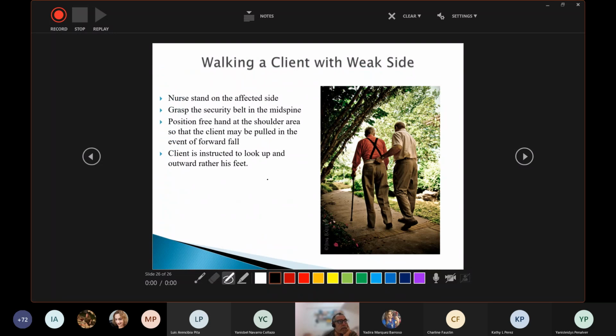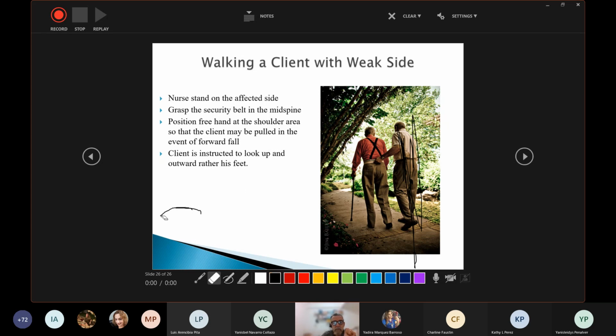And when you are walking a client with a weak side, please always help the client on the weak side. So if the client with the weak side is falling, the client is going to fall toward you, not away from you. And you can hold the client and slide the client to the floor. If you are on the strong side and the client is falling away from you, you are going to fall together with the client. So summarizing, you need to place yourself on the weak side of the client.